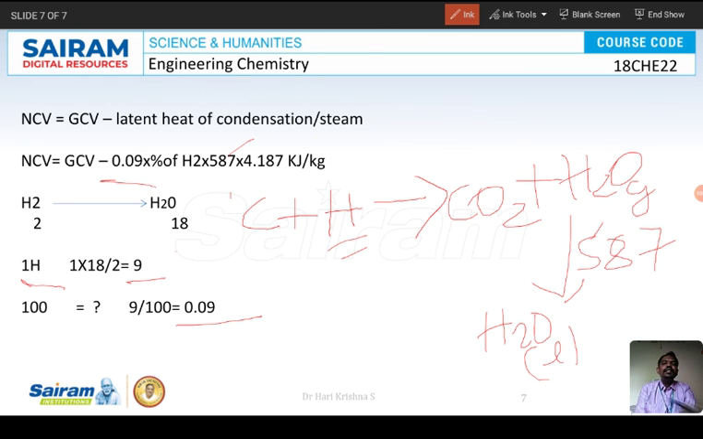Okay, so that is CGS unit. I want to convert that into SI unit, so we're going to multiply it by 4.187. You're supposed to remove the amount of heat liberated. GCV includes the amount of heat liberated by condensing the water, which is latent heat of steam. But your NCV should contain only the amount of heat liberated by the fuel, so you're supposed to remove that. If you remove this, you get your NCV. Okay, so GCV minus 0.09 into percentage of hydrogen into 587 into 4.187 kilojoules per kg gives your NCV. So this is how you calculate GCV and NCV. Okay, so thank you.